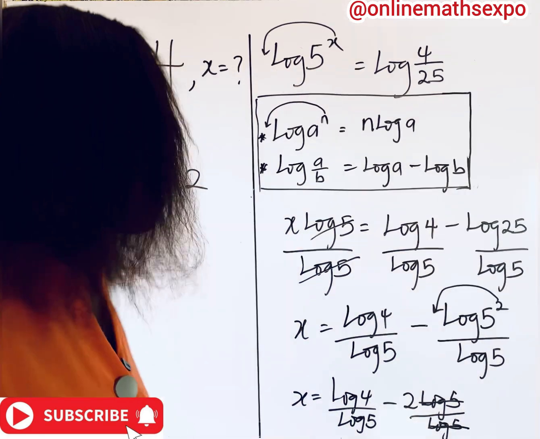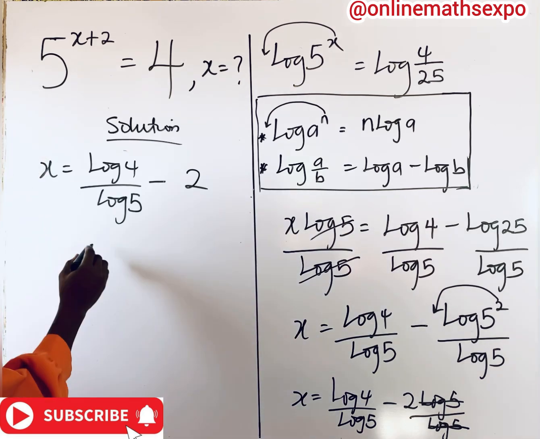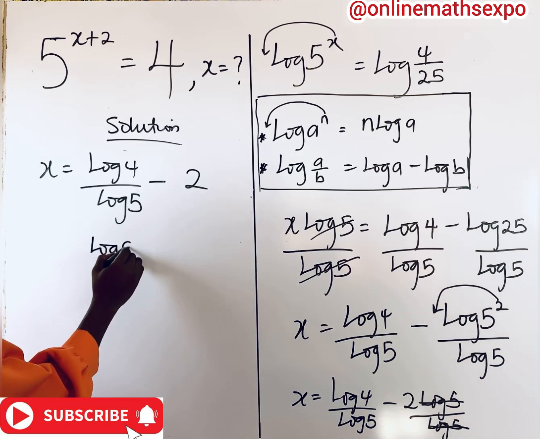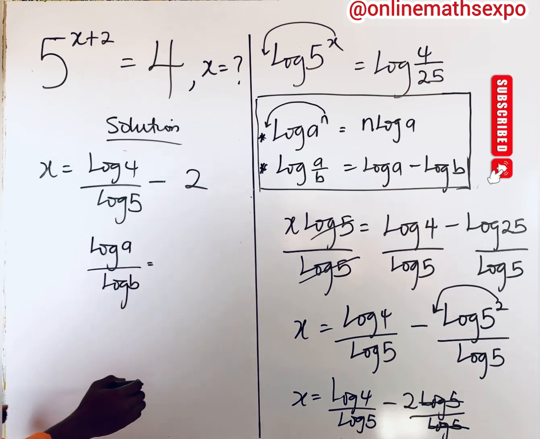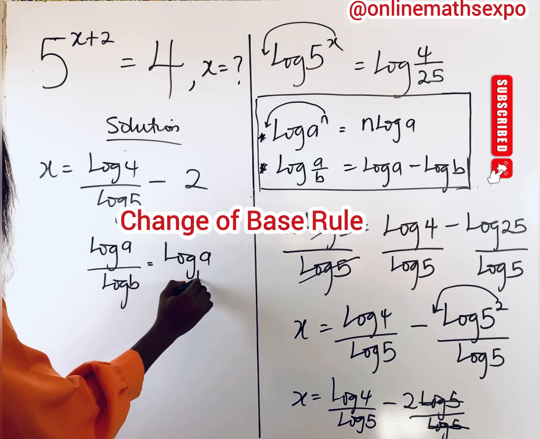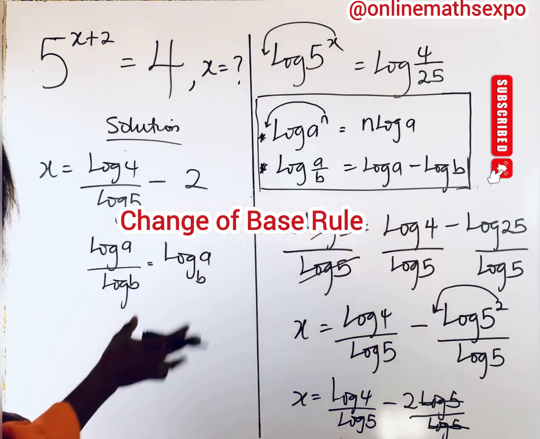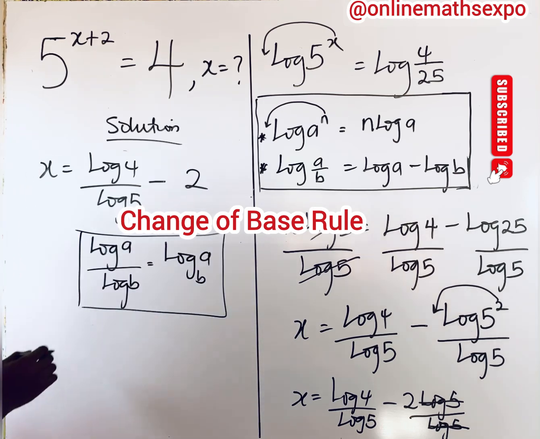So what do you do? Now we simplify this again, but remember the rule which says that if you have log a over log b, it simply means log A, then this becomes the base. We call it the change of base rule. Okay, these are some simple rules you should note.